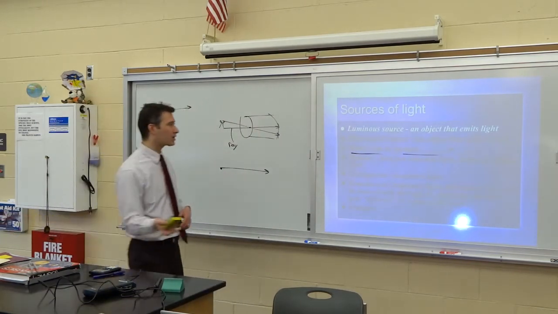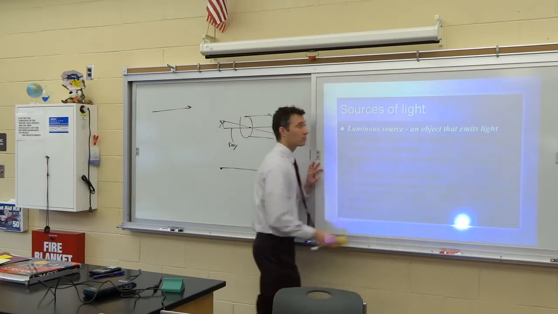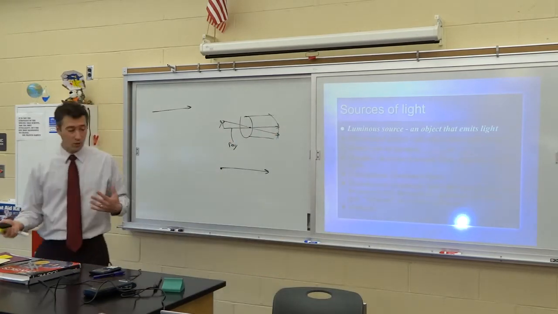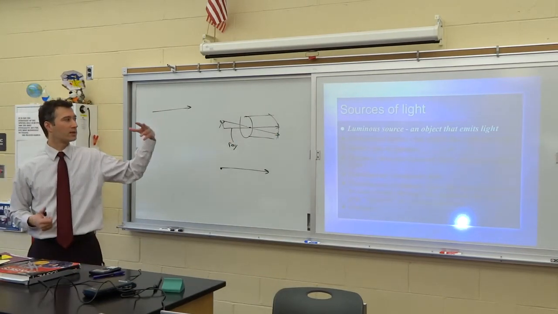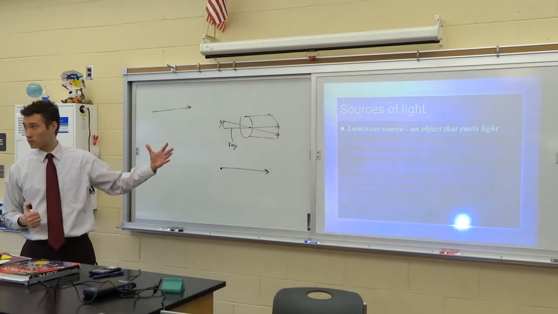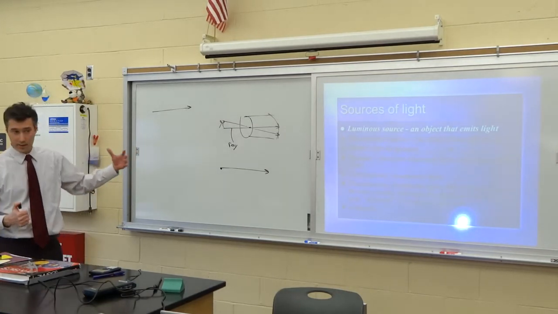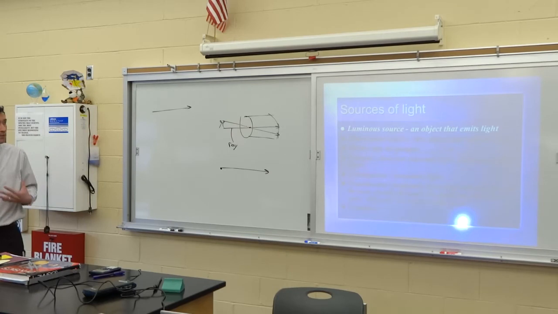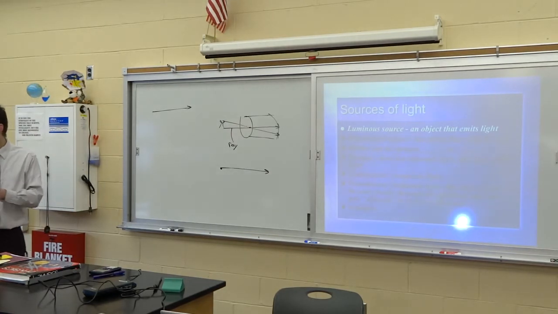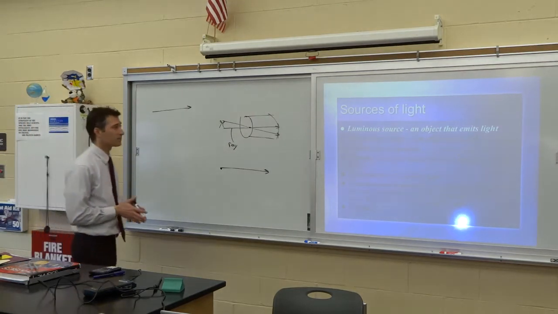Some objects make their own light. If they do that, they're called a luminous source. All right, so what's one example of a luminous source in this room? Better yet, in your foursomes, can you please each come up with one example of something in this room that creates its own light?